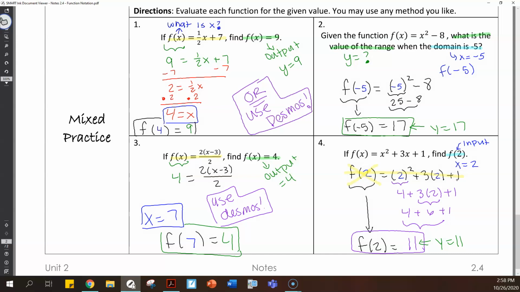Either way, you should get that y equals 11 when x is 2. So f of 2 equals 11. If you have any questions, make sure you write them down. We'll go over these in class.